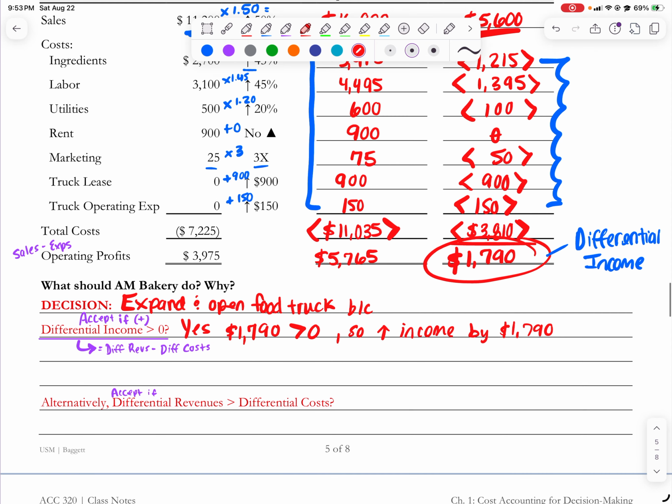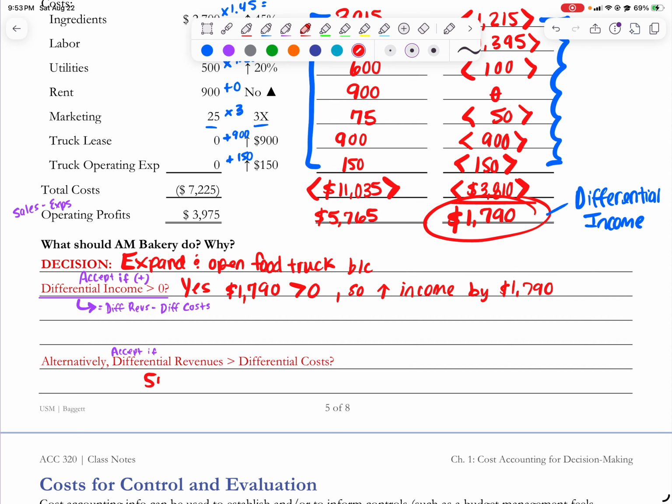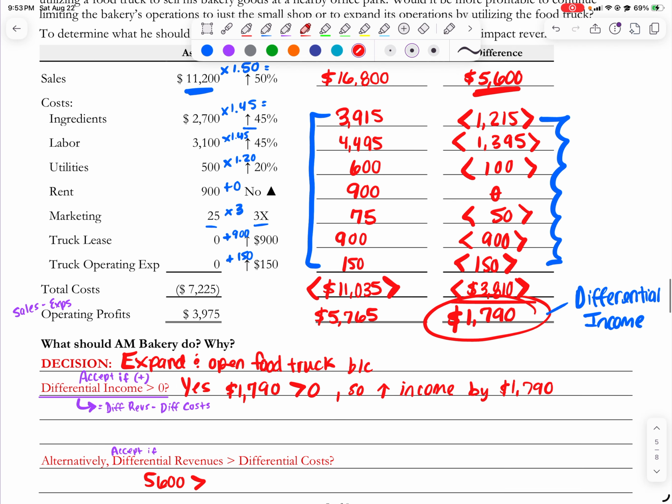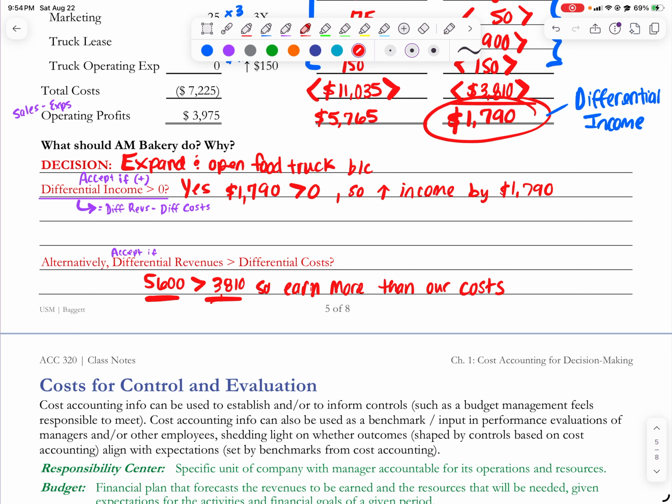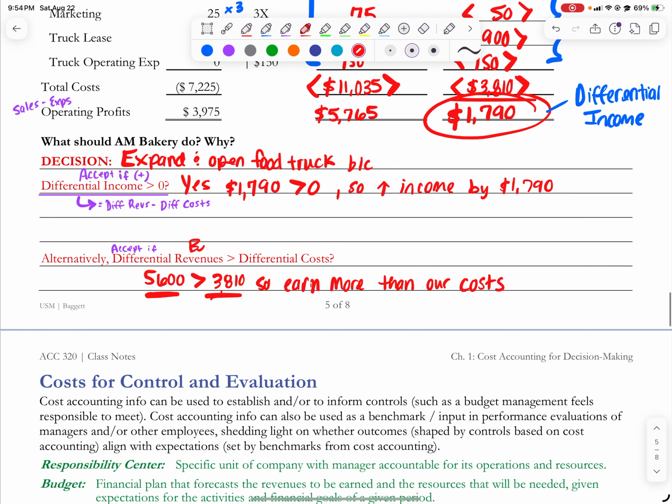Or I could say that my differential revenues, that 5,600, was greater than the cost of 3,810. So doing so means that we would earn more than our cost. So it more than covers its own cost. It actually contributes, once again, to income. So we earn, our benefits are greater than our cost. Revenues are essentially our benefits. Okay.